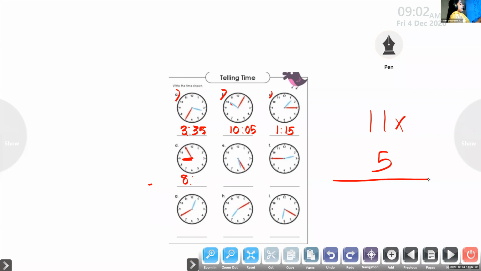Look here, dear, look at the screen. Rebecca, 1 into 5 is 5. Again, 1 into 5 is 5. So what are the minutes? 55 minutes. 8:55. Okay. When 11 comes, 11 into 5 is 55.